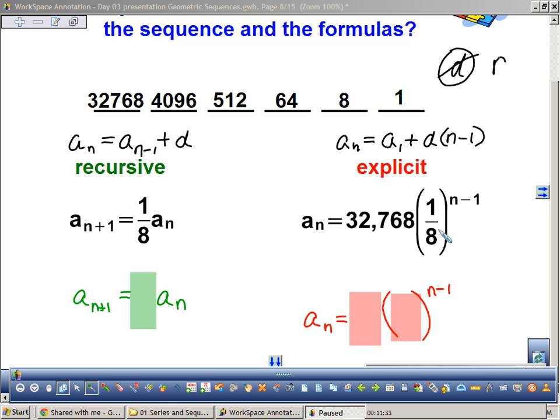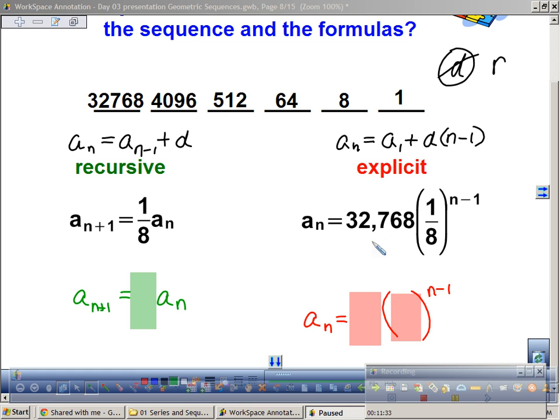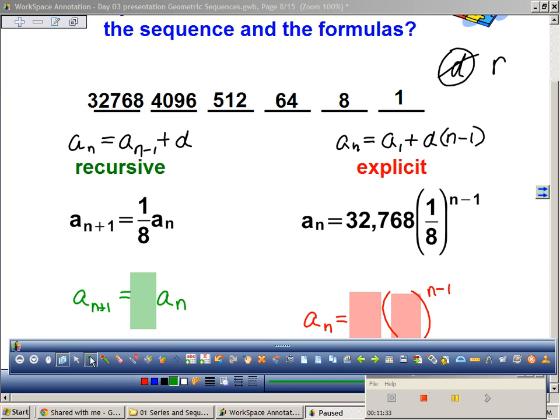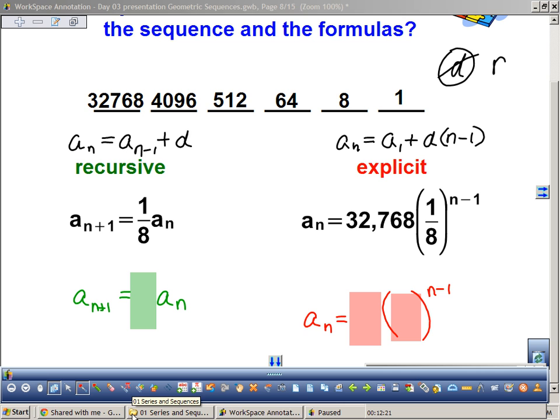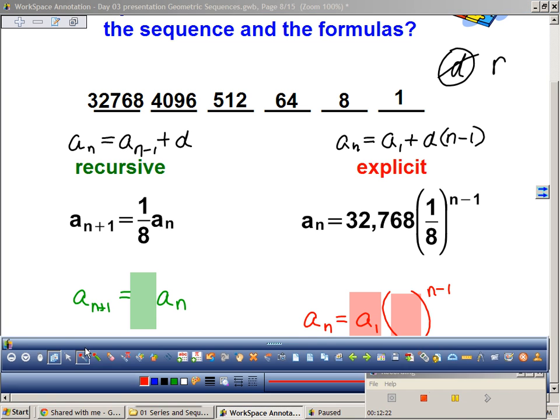All right, so what numbers? We have an 8 and we have 32,768. How do these two things relate? You guys are going to kick yourselves when I tell you. What does this one stand for? It's the first term. How do I write the first term? A sub 1. Didn't I tell you you're going to kick yourself?